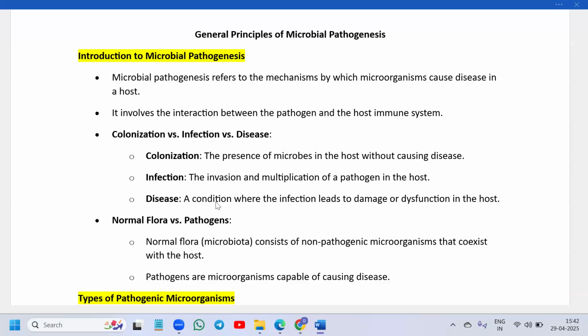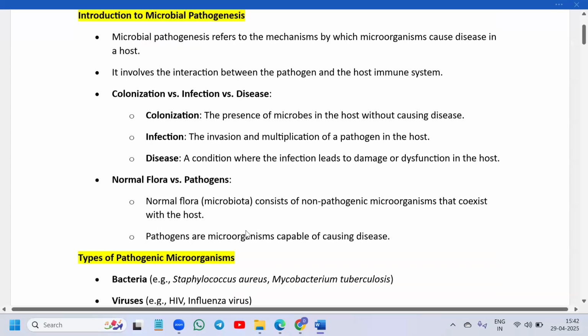Next is infection, the invasion and multiplication of a pathogen in the host. So how does the invasion happen and how does the bacteria get multiplied in the host? Next is disease. After which the damage is going to happen to the host, right? So this is what these three terminologies are about.